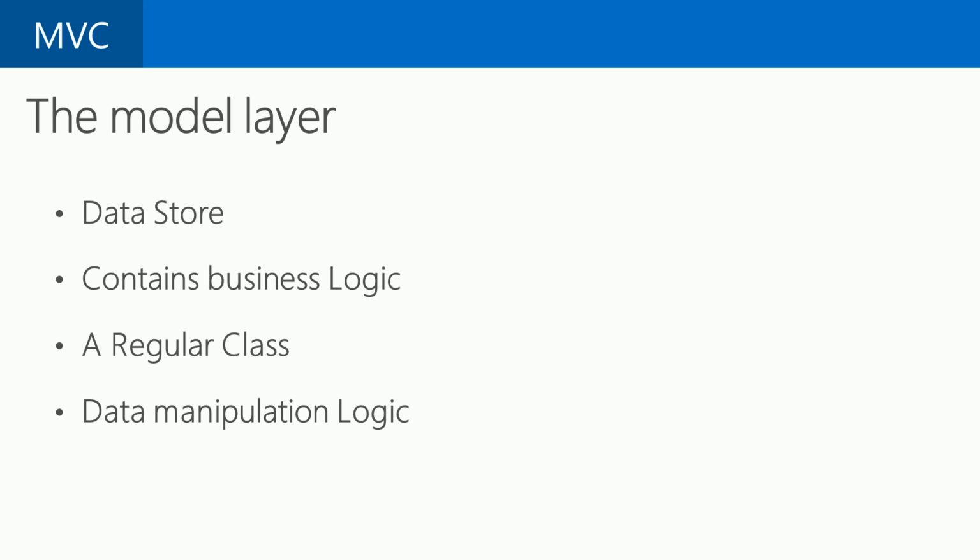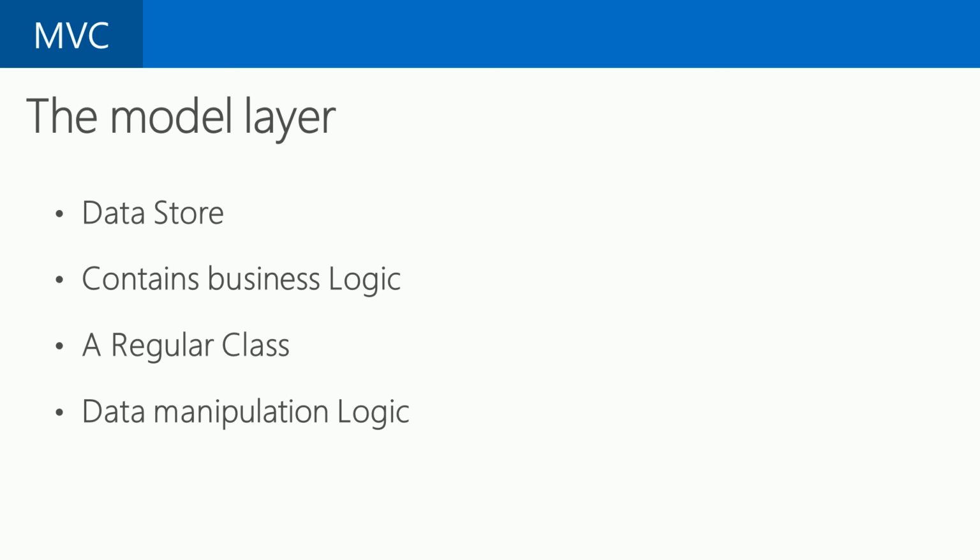If I talk about the model specifically in the design pattern, the model is like a data store for us. The model contains the business logic. And again, a model is just a regular C# class. If you know what a C# class is, then you can easily write your own models. All the data manipulation logic and data logic are contained in the model, right?